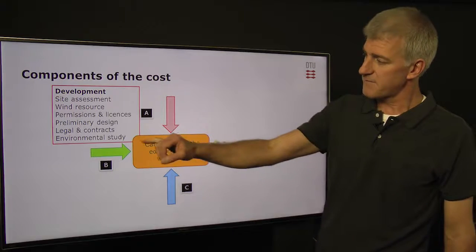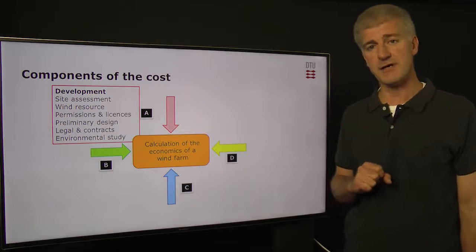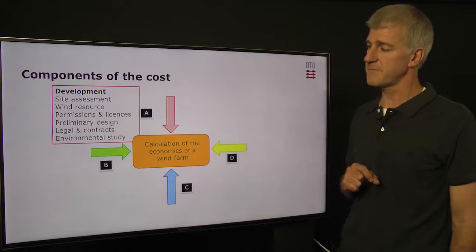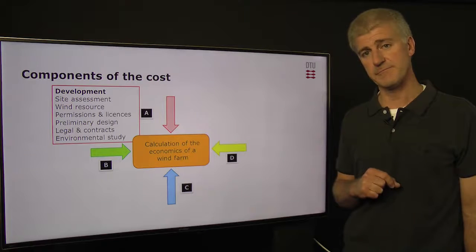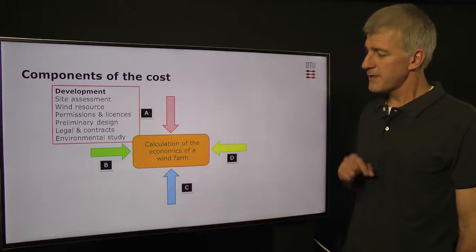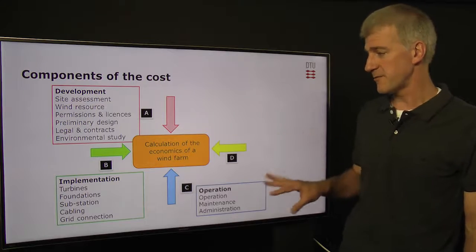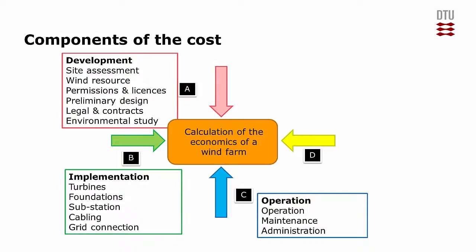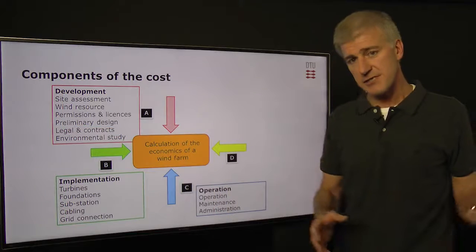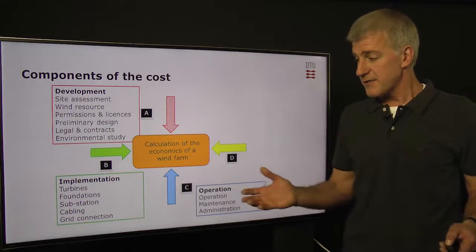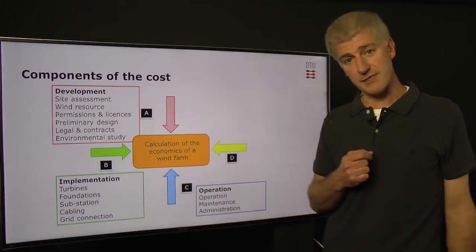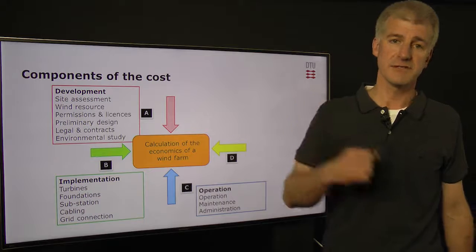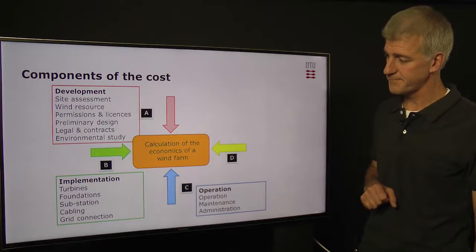And the last here I've put down, which is a very important part of any development phase of a wind farm, and that is the environmental study. Then we move on to the implementation and operation itself. The implementation is where we actually construct the wind farm, and we need to buy and put in the turbines, we need to make the foundations, substations and cabling, and at last, of course, we need to actually make the grid connection in order to be able to sell our electricity on into the grid.